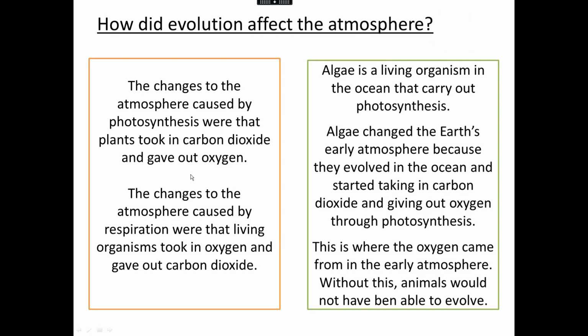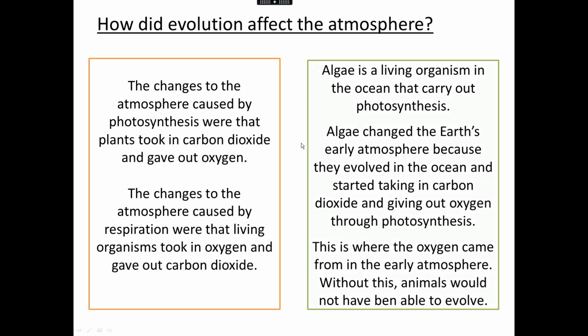Right, describing facts and keywords. The changes to the atmosphere caused by photosynthesis are plants take in carbon dioxide and give out oxygen. For respiration, all living organisms take in oxygen and give out carbon dioxide. So we're describing the changes of gases for photosynthesis and respiration.